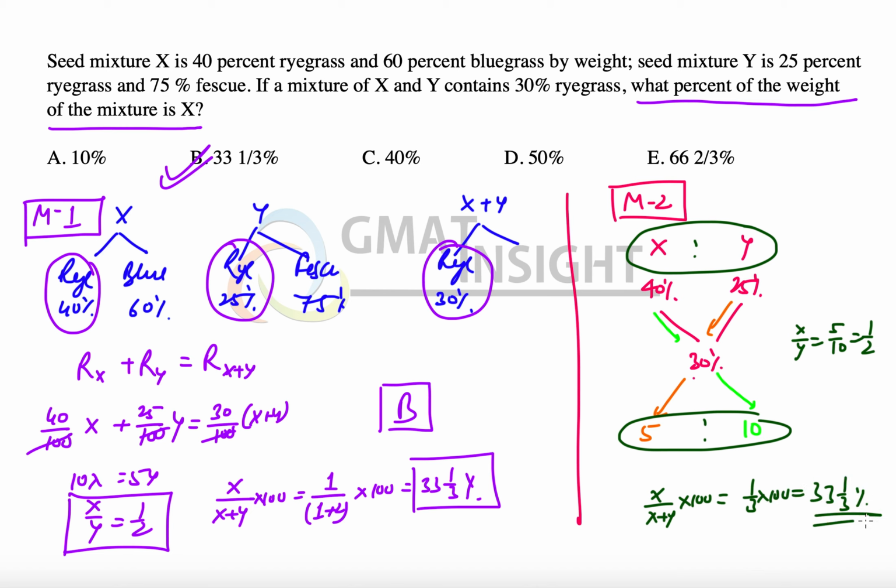So the most important part is to understand that we have to use the alligation principle or the equation on just one common substance that has been talked about in all the mixtures.